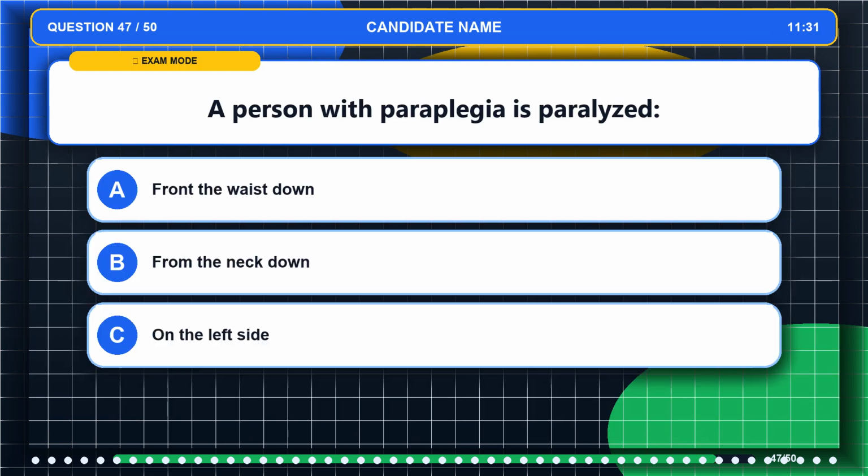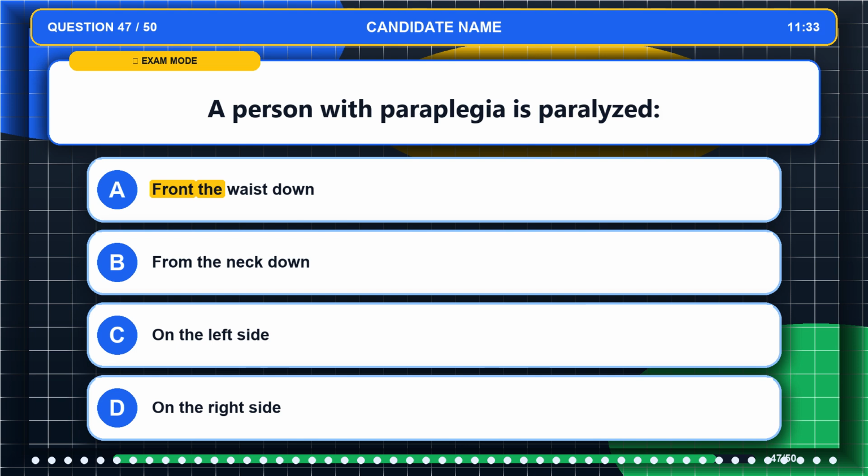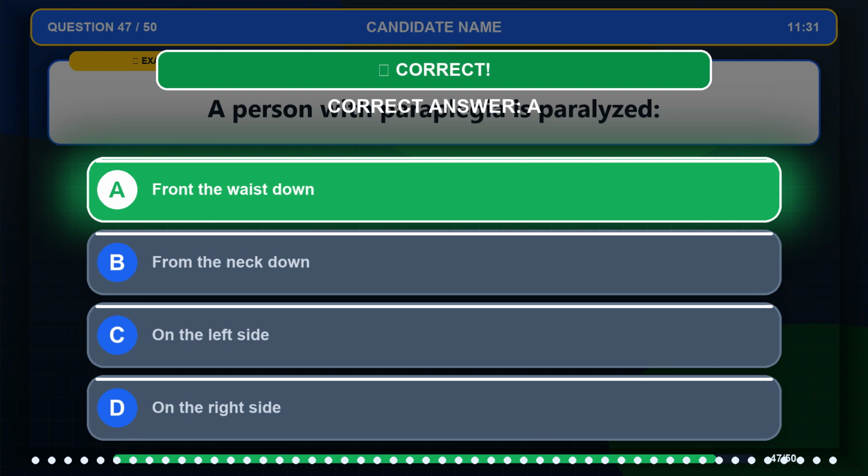Question 47. A person with paraplegia is paralyzed. Option A, from the waist down. Option B, from the neck down. Option C, on the left side. Option D, on the right side. The correct answer is option A, from the waist down.